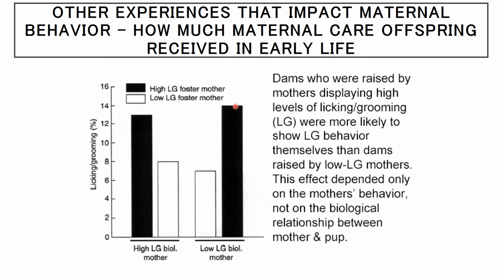Even pups that are born from a bad mother but raised by a good mother show a very high percentage of licking and grooming behavior relative to those that were born from a high licking and grooming mother but raised by a low licking and grooming mother. So the data is pretty clear here that it really depends upon the mother that you're raised by and not so much the genetics.